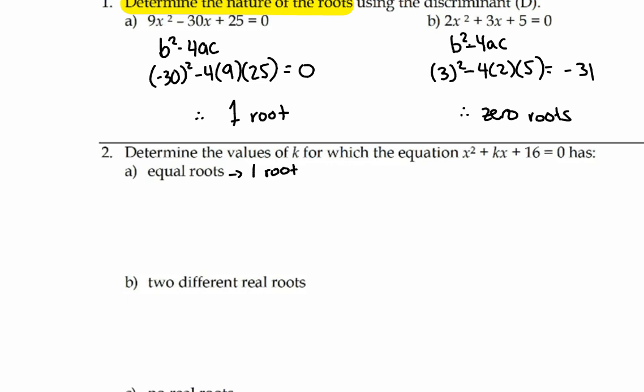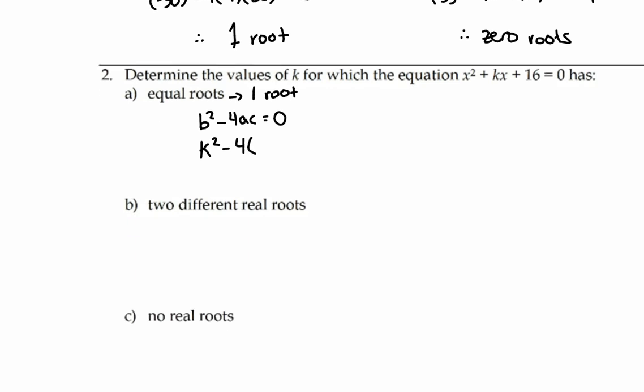Okay, so how would you solve this? Where could we start? We know b squared minus 4ac equals what if there's one x-intercept? 0. Good. Okay, what's my b? k. So k squared, minus 4 times, what's a? 1, and what's c? 16, equals 0. 4 times 16, 64. k squared minus 64 equals 0. Then what?